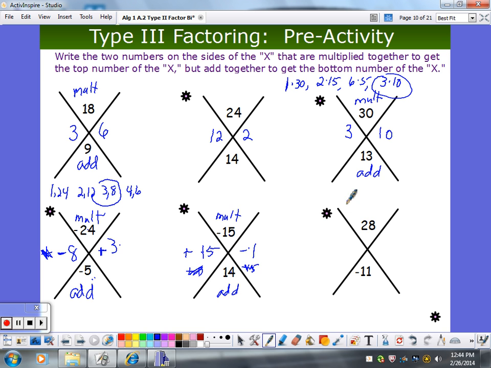And now I've got a positive up here and a negative down here. Right. If you have a positive number up here and a negative down here, the only way to multiply to a positive is they're both positive or they're both negative. But since this one has to add to a negative, they both have to be negative. So you need an add. She said, well, 7 times 4 works for both. Who's with me? Who's got a question? Yeah.